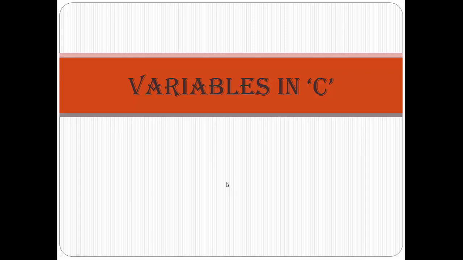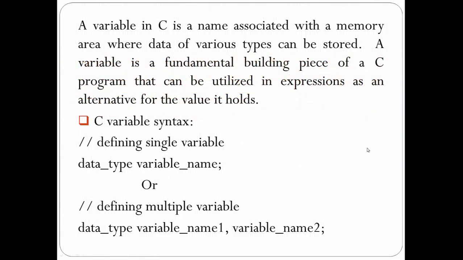In this lecture, we'll study the concept of variables in C. In the previous lectures, we have already seen different types of constants in C, that is integer constant, real constant, and character constant. The link of those videos is provided in the description box. So let's start with the definition of a variable in C.